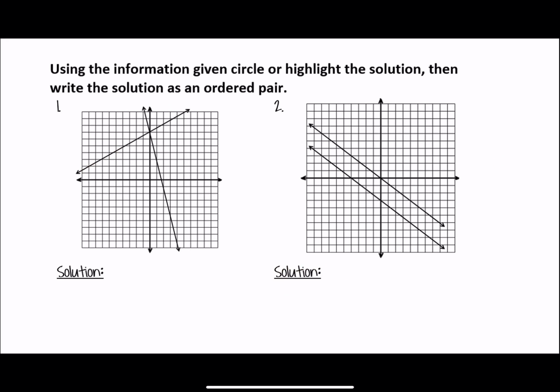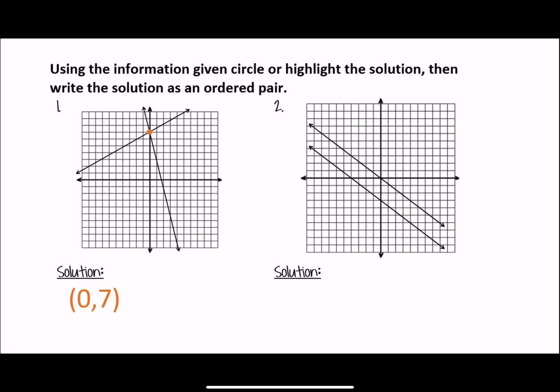All right, so we've got two lines. Now remember, a solution is where the two lines intersect. So there's one intersection point here, and that point is at coordinate pair 0, 7. So your solution, which by the way, there's only one solution for this, is 0, 7.